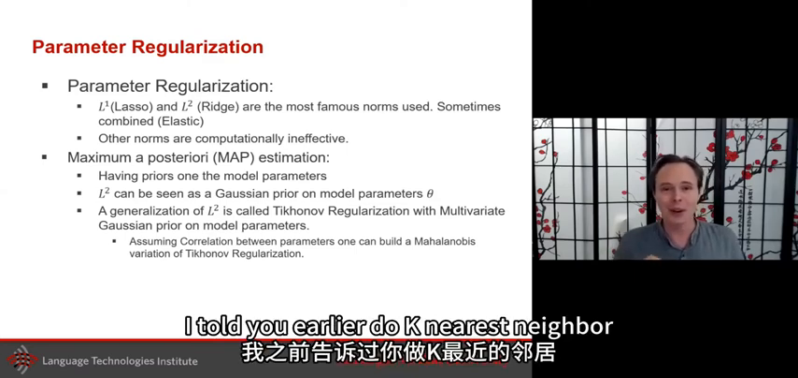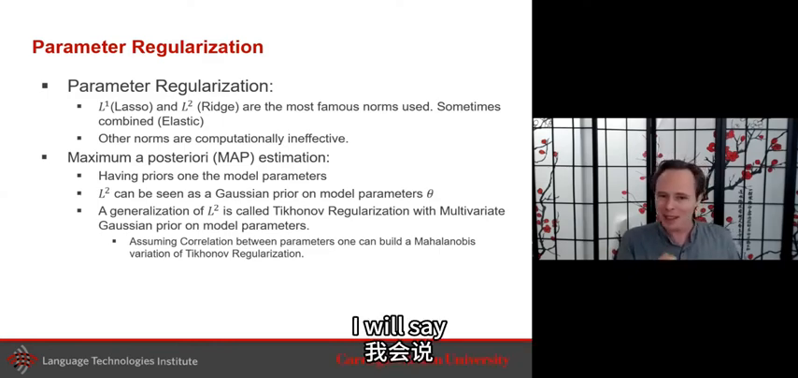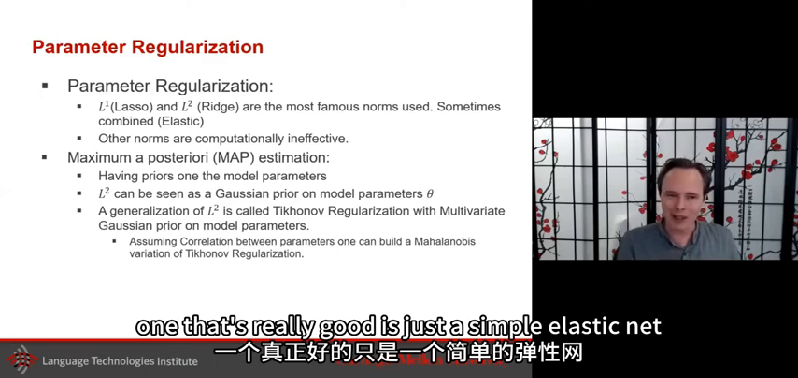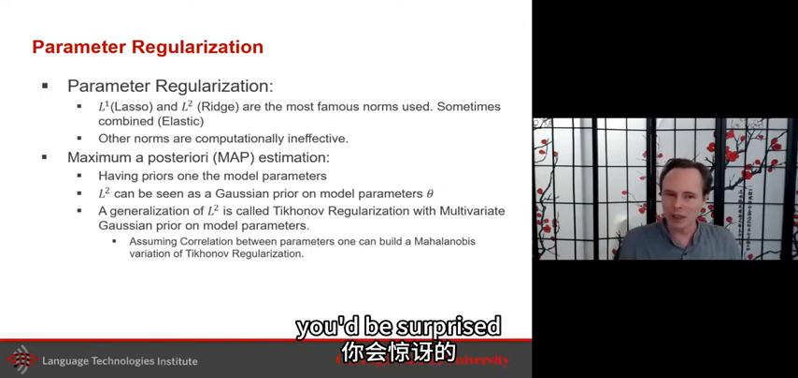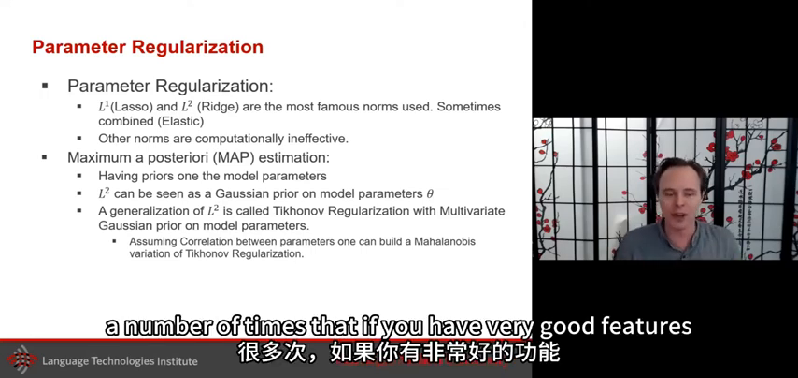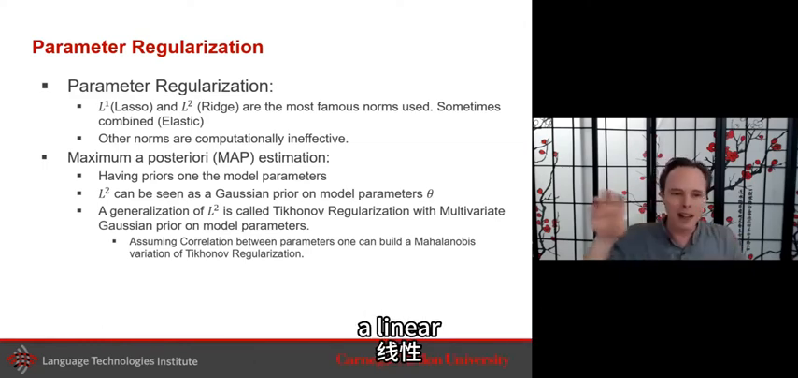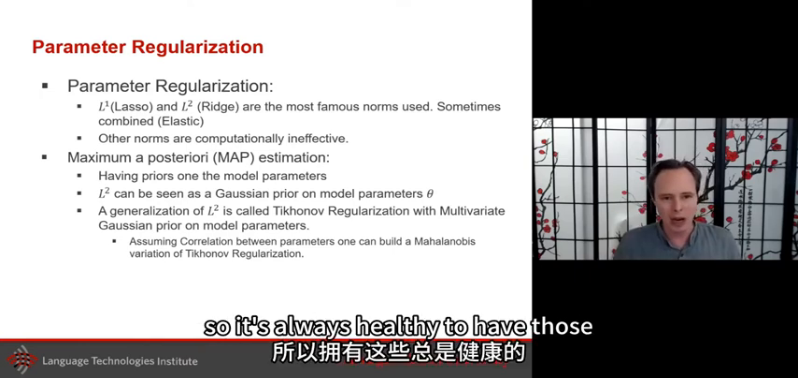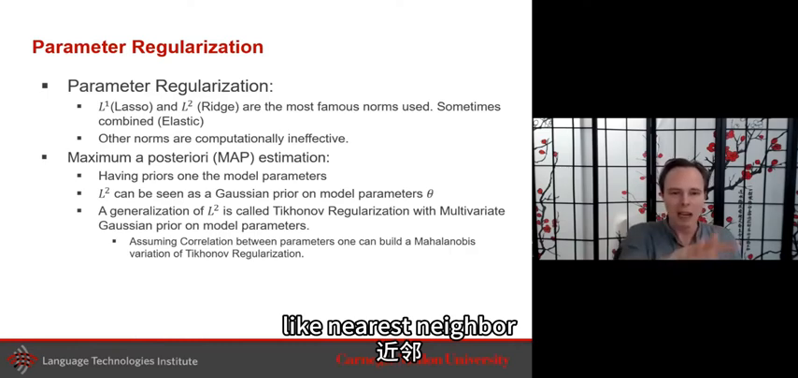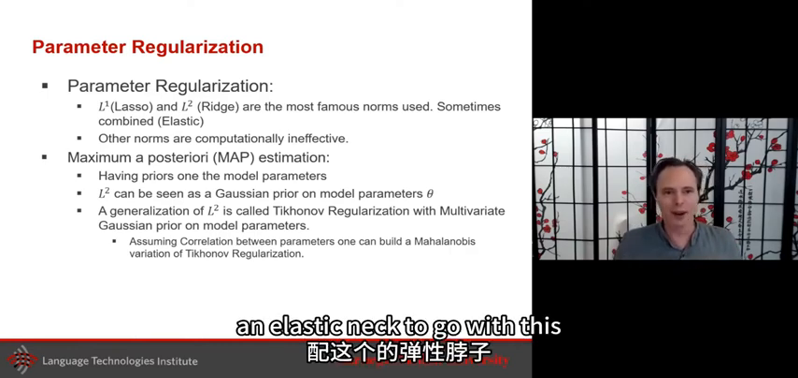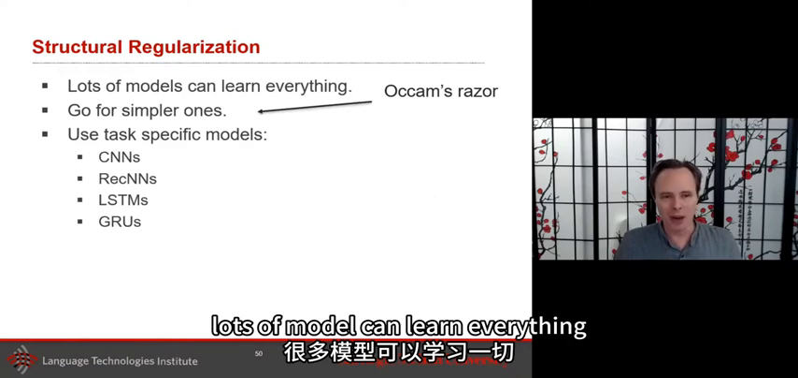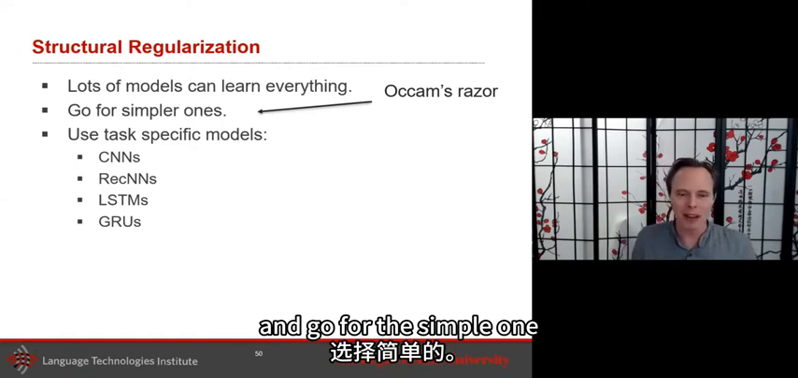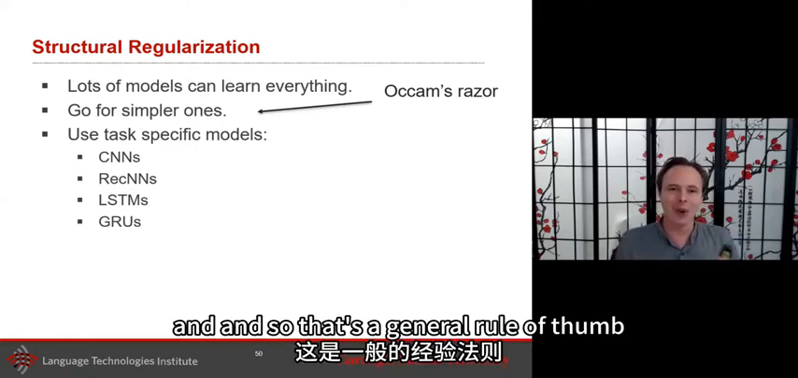I told you earlier, do K nearest neighbor. I will say one other one that's really good is just a simple elastic net on your problem, just to see a very simple model. What does it pick up? Does it pick up anything? You'll be surprised the number of times that if you have very good input features, a linear or very simple model could be really good as well. So it's always healthy to have nearest neighbor and a simple model like the elastic net to go with this. So structural regularization: lots of models can learn everything, so go for the simple one. And that's a general rule of thumb.